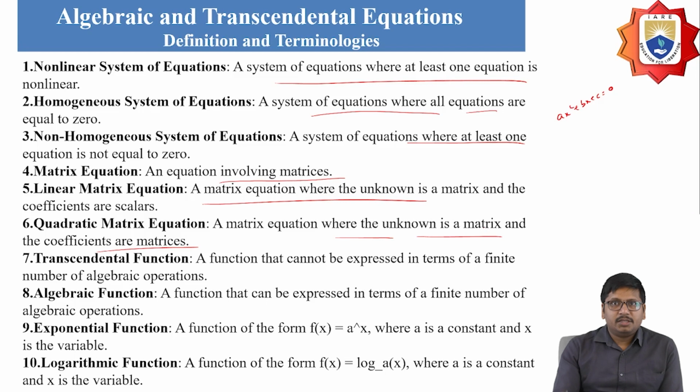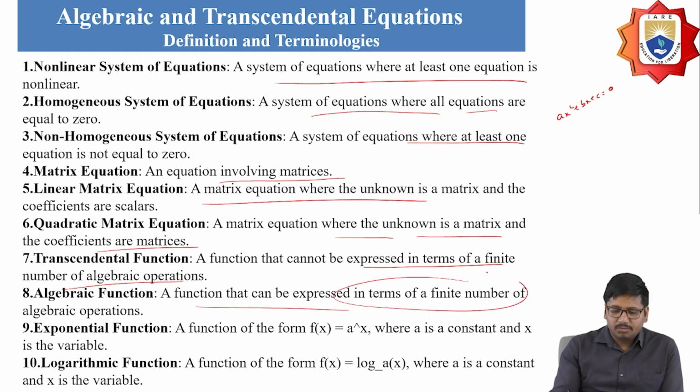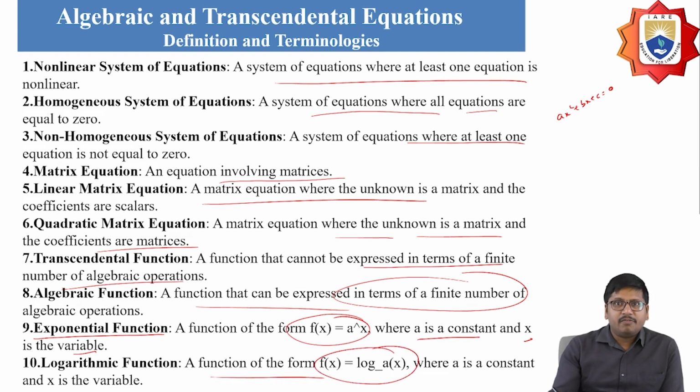A transcendental function means a function which cannot be expressed in terms of a finite number of algebraic operations. An algebraic function means a function that is expressed in terms of a finite number of algebraic operations. A function of the form f(x) = a^x, where a is a constant and x is a variable, is an exponential function. A function of the form f(x) = log_a x, where a is a constant and x is a variable, is a logarithmic function.